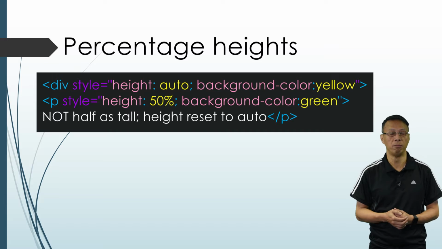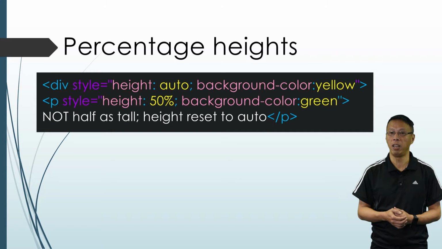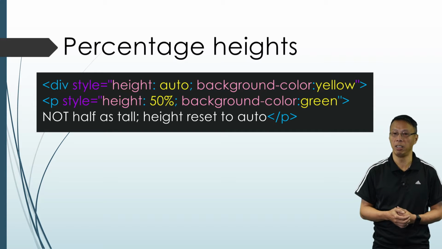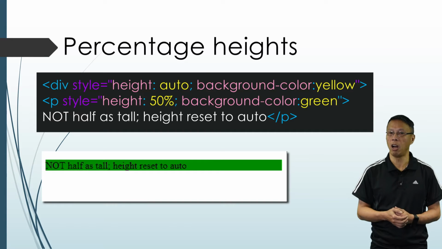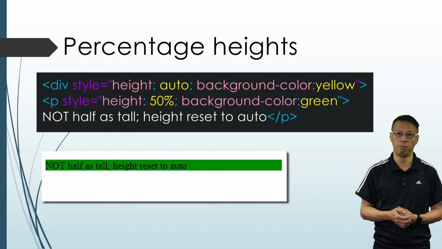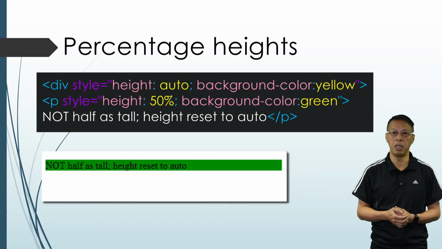In this slide, here we have the div style height equal to auto. Again, the P height is 50%. Because the div element block is already set to auto, the P style height 50% is not meaningful. Therefore, it's not set half as tall, and the height is reset to auto.